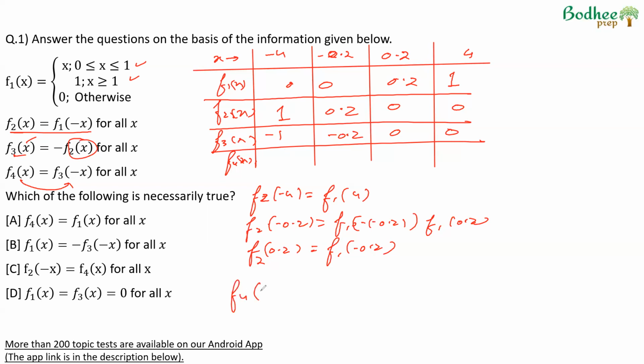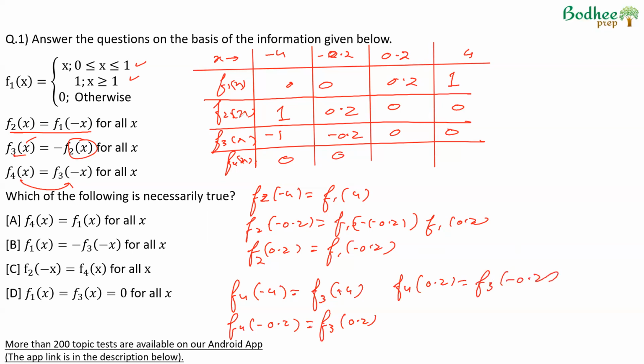We can say f4 of minus 4 will be f3 of plus 4. f3 of 4 is 0, so this becomes 0. f4 of minus 0.2 will be f3 of 0.2, which is again 0. If we look at f4 of 0.2, this will be equal to f3 of minus 0.2. f3 of minus 0.2 is minus 0.2, so we get minus 0.2. And finally, f4 of 4 will be f3 of minus 4. f3 of minus 4 is minus 1, so we get minus 1. So we have all the possible outputs of the four functions.